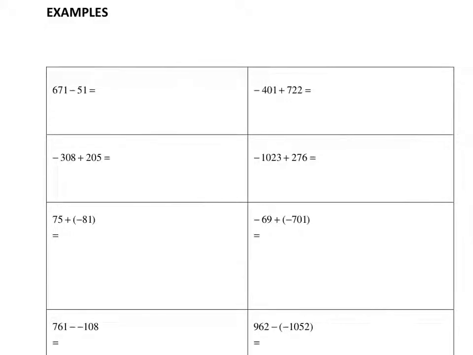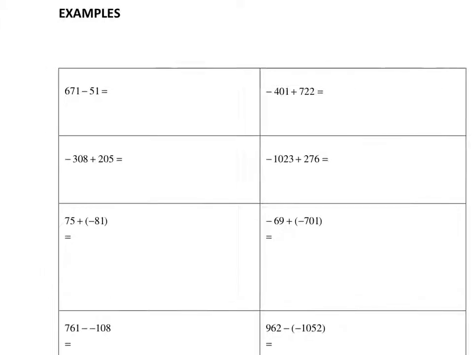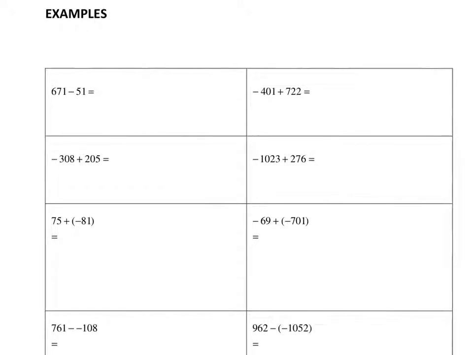Well, here are our examples of much larger integers, and we're going to be practicing the rules for addition and subtraction. So for the first one, we've got 671 subtract 51. The larger number is positive, so hence the answer is going to be positive, and we then need to find the difference between the two numbers, and that's 620.